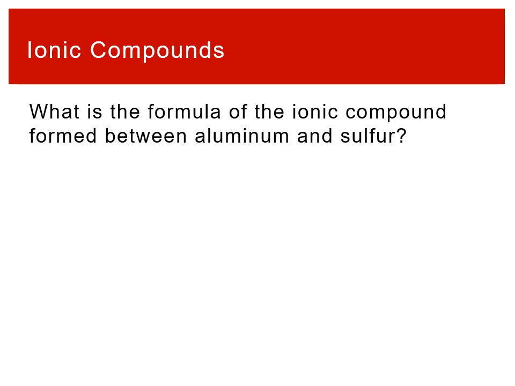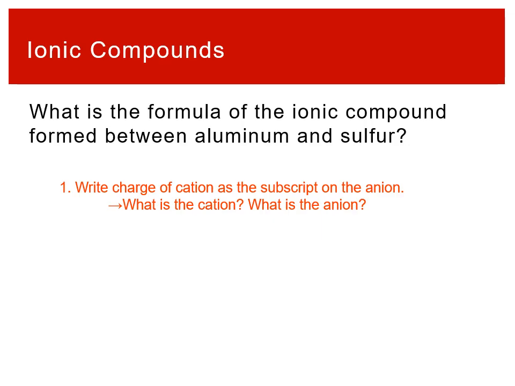Okay, so we want to move this a little forward, complicate it a little bit. What is the formula of the ionic compound formed between aluminum and sulfur? So we know we're still looking at ionic compound formulas, so we still want to do the crossover method. Write the charge of the cation as the subscript on the anion. But here we've reached a bit of an issue. What's the cation and what's the anion? Previously, we've always had the charges given to us, and now we don't.